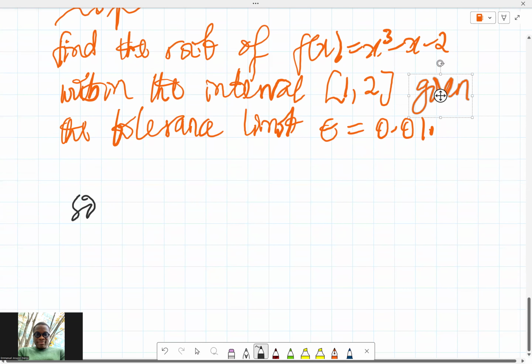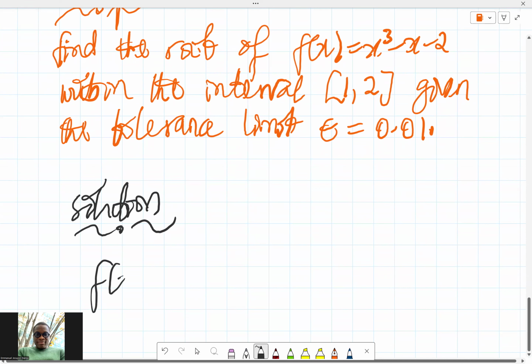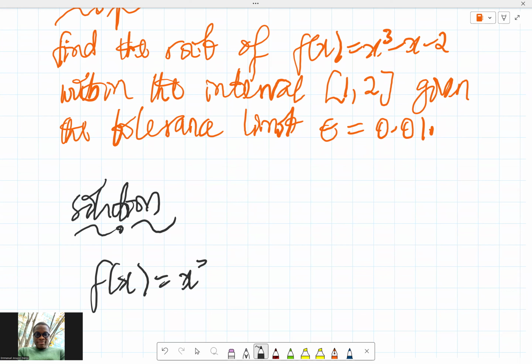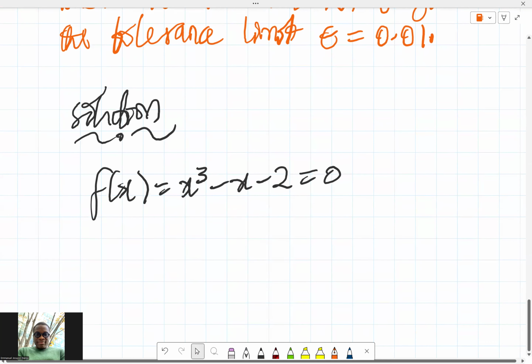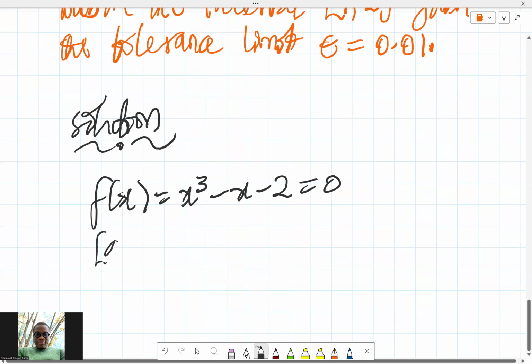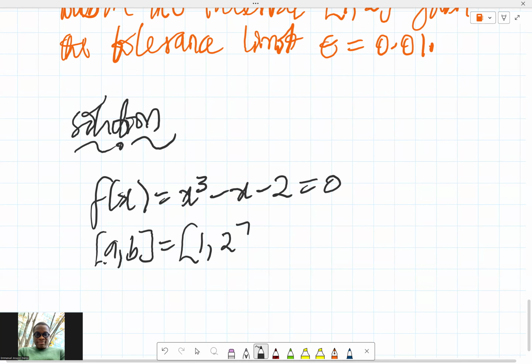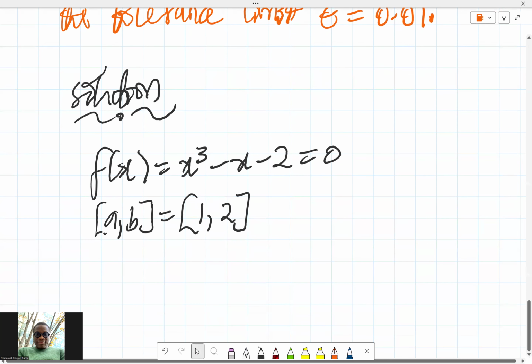Okay, let's come to the solution. So what we want to solve is f of x equals x cubed minus x minus 2 equals 0. And we are given the interval, this is our a comma b equals 1 comma 2, and we have the tolerance to be 0.01. So these are the information we need.